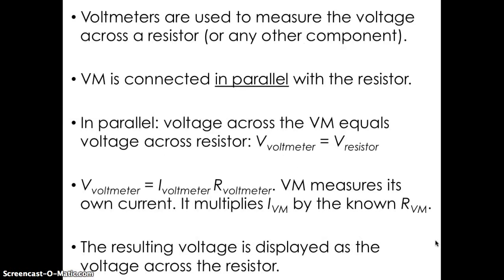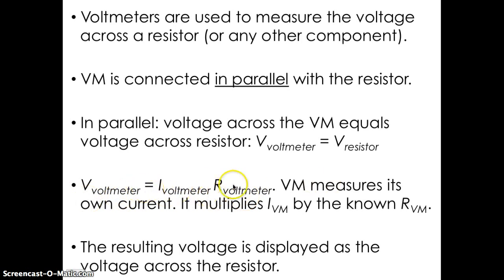Voltmeters. We use these to measure voltage across a resistor or any other component. And the way we do it is, instead of connecting it in series, we connect a voltmeter in parallel with the resistor. Right? So when we connect in parallel, we know that whatever voltage drop there is across the voltmeter is equal to the voltage drop across the resistor that we're measuring. So here's how we write that.